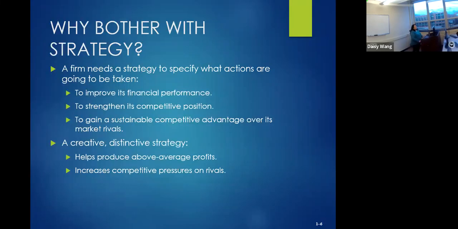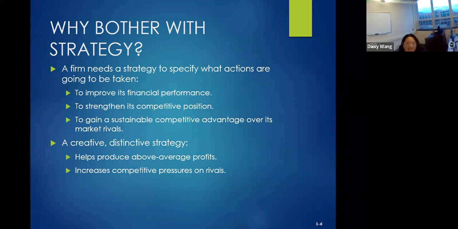But why bother with strategy? A lot of companies might not have a strategy. Like when the semester starts, you might not have a plan, you just say, oh, I just do my thing. And a lot of times, usually in the beginning of the year, I'll have a lot of plans.